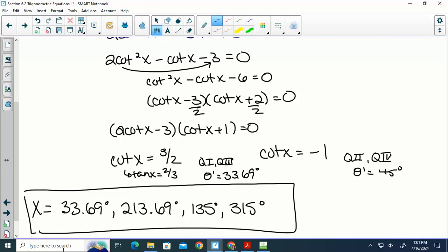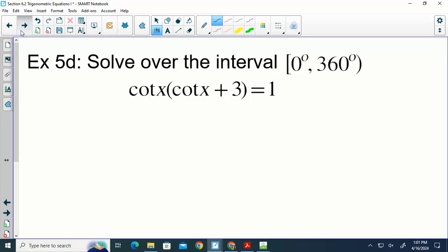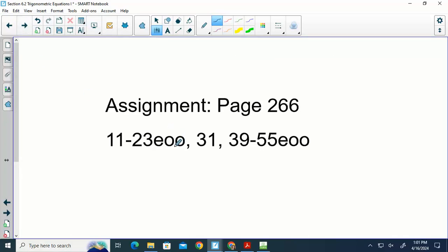So I think I'm stopping here. We've really covered everything. I may do a couple problems tomorrow, and we're going to see how this is going. I am going to give you homework. It'll be due Thursday, since today's Tuesday. I may potentially start the next section tomorrow. So 11 through 23, every other odd, 31, and 39 through 55, every other odd.